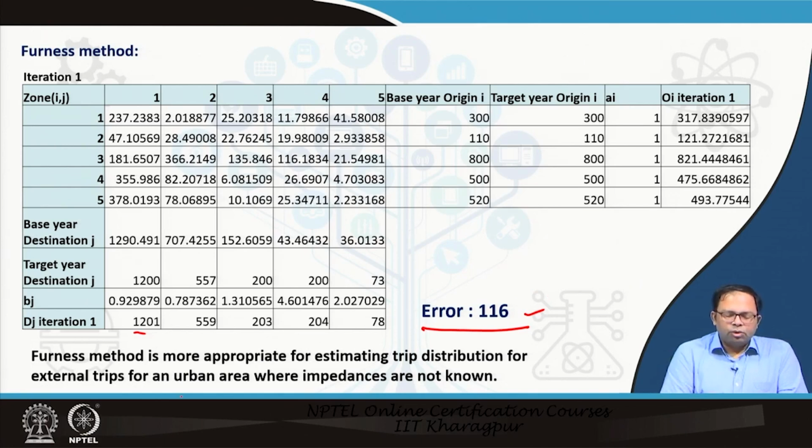So the Furness method is more appropriate for estimating trip distribution for external trips for an urban area where impedances are not known. As you can see in this formula, there is no impedance. The only thing we have got is the target year estimates, and if I can have predictions for target year productions and attractions, then automatically using this method I can also predict target year interzonal volumes.